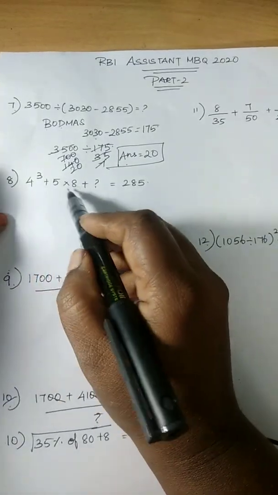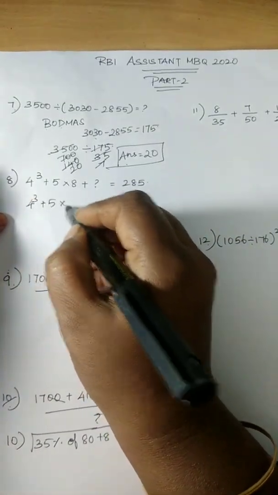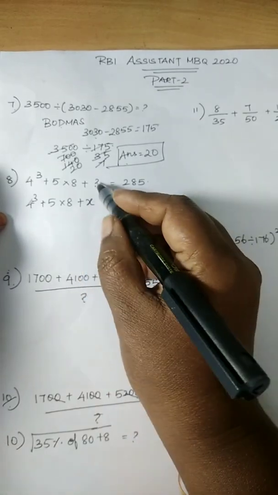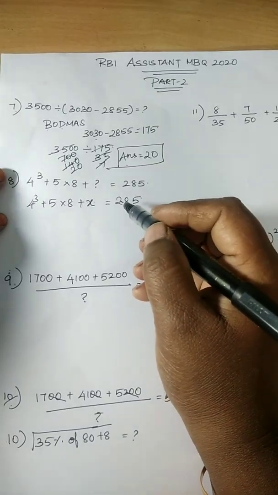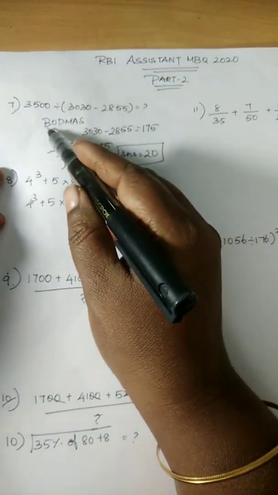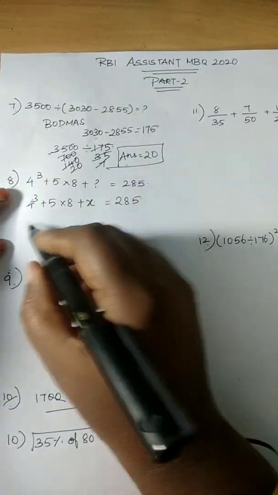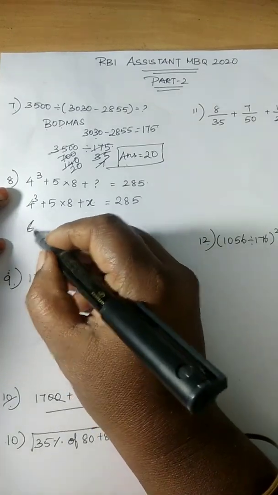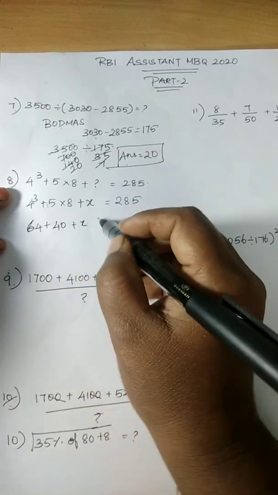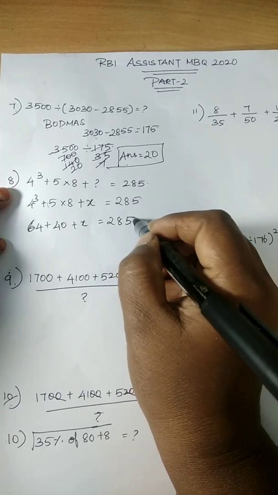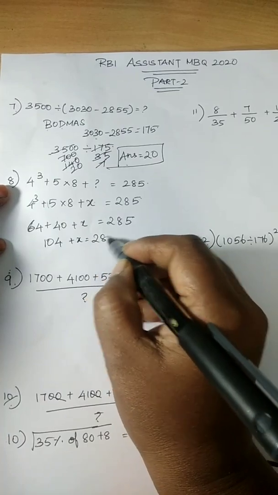4 cube plus 5 into 8 plus question mark gives 285. So 4 cube plus 5 into 8 plus x equals 285. First, what do we have to do using the BODMAS rule? No division here. No bracket here. So next, multiplication. 4 cube is 64. Keep it aside. 5 into 8 are 40. 40 plus 64, now add this, 104 plus x is equal to 285.